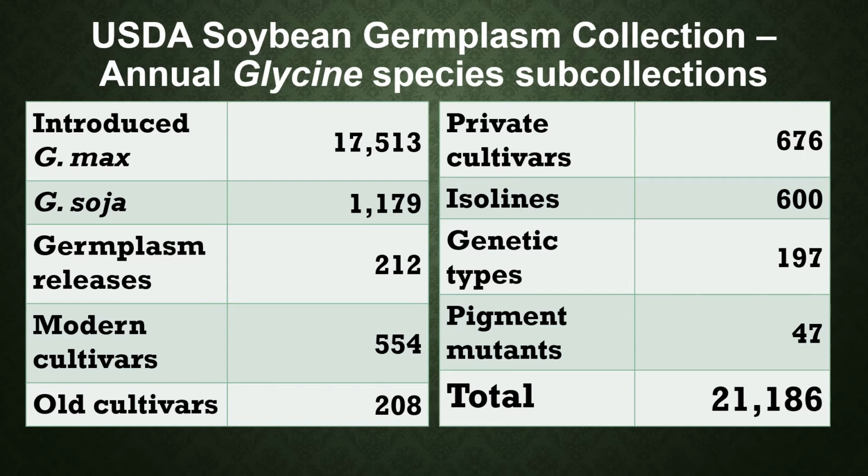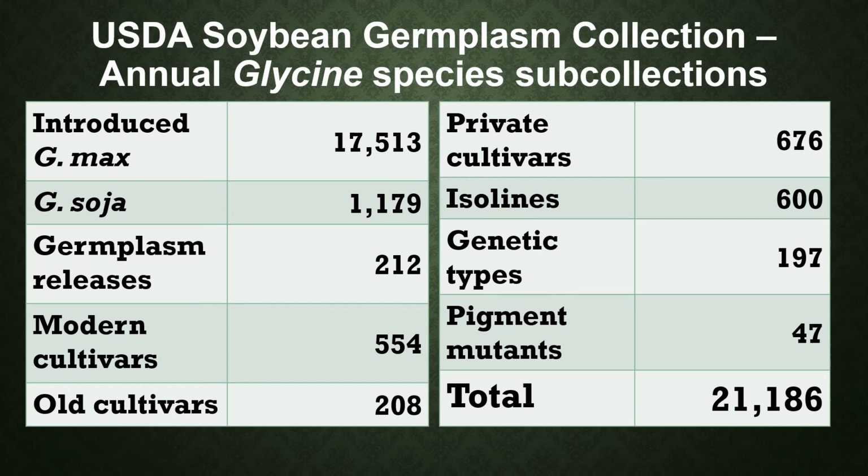And then we have something called ISO lines. So this would be, for example, you take Dwight and then you change one gene, typically an obvious change. It could be for height or seed color or whatever. And then now you have the ISO line of Dwight. We keep about 600 of those. We have genetic types. So these would be typically mutants for different traits that we keep in case anyone would like to use those for research.